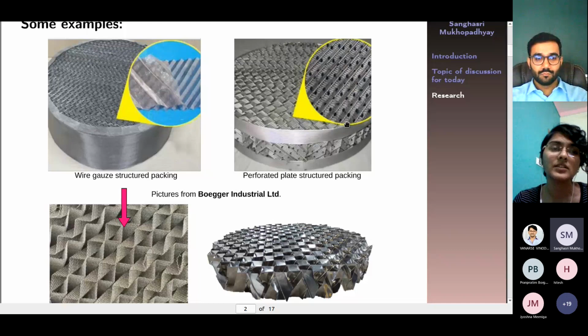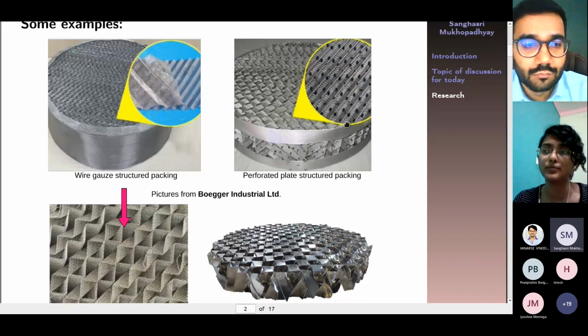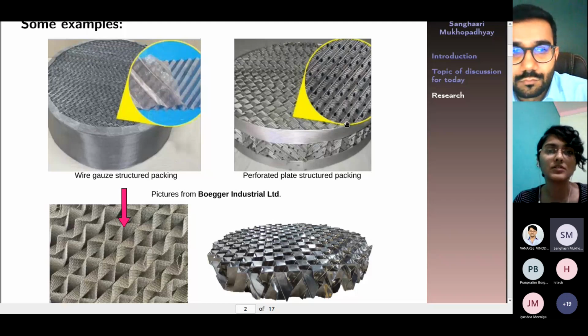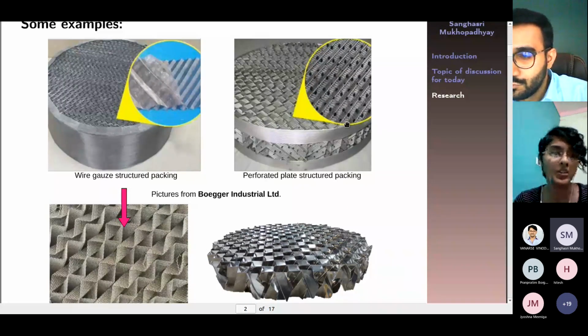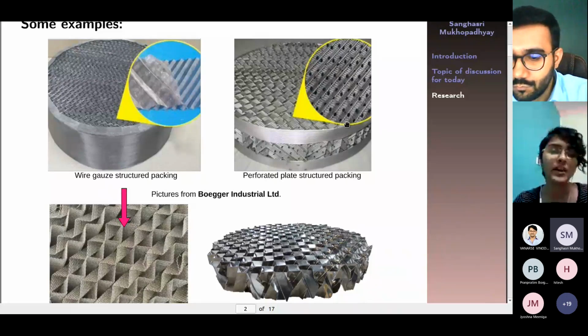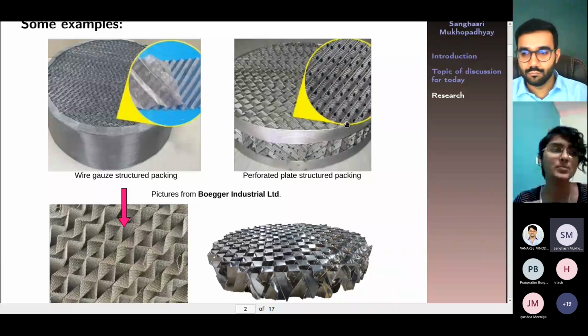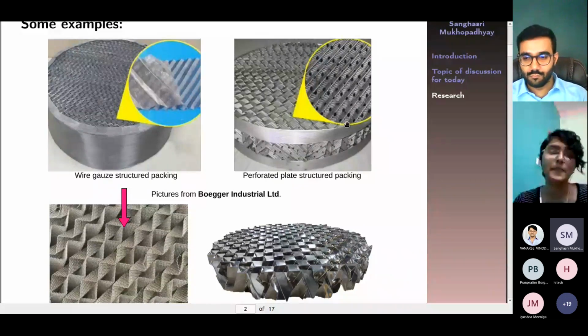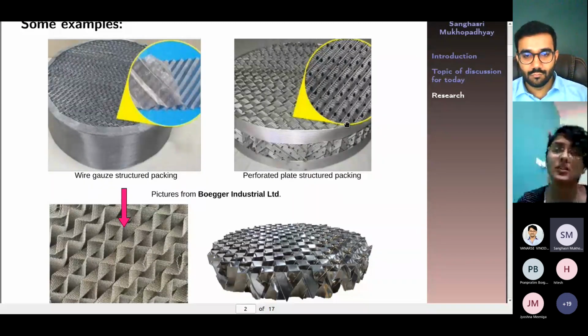Basically, structured packing or gauze packing we use in the chemical industries, like for heat exchangers or condensers or evaporators, this kind of stuff, where we need a large surface area, a large contact area between the different fluid phases, like gaseous phase or liquid phase or two liquid phases. In those cases, because structured packing has a porous property and a very complex structure, it drags the fluid from one place to another and spreads the fluid over the surface area, so that it can create a large contact area between the fluids.